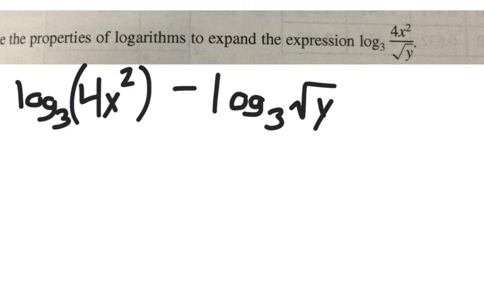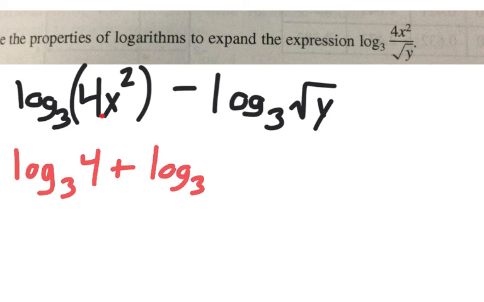Now the thing here is, what's being raised to the second power? Just the x. The 4 is not part of it. So all of that's not raised to the second power, only the x is. So what's happening here is I have multiplication, 4 times x squared, which means we need to write that as log base 3 of 4 plus log base 3 of x squared. And then the square root of y, we want to rewrite that as y to the 1/2 power.